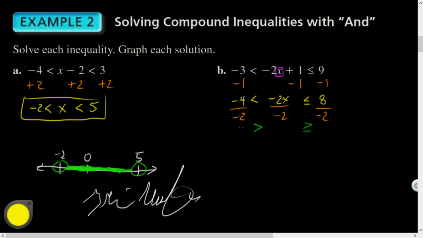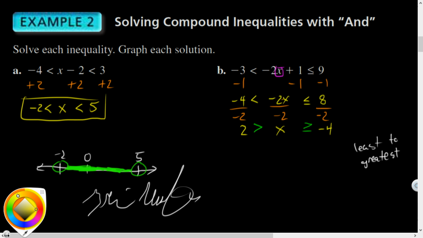So let's see. -4 divided by -2 is +2. X is by itself in the middle. And 8 divided by -2 is -4. So notice I flipped all of them. But let's do the thing where we rewrite this from least to greatest now, because notice it's no longer in that order.